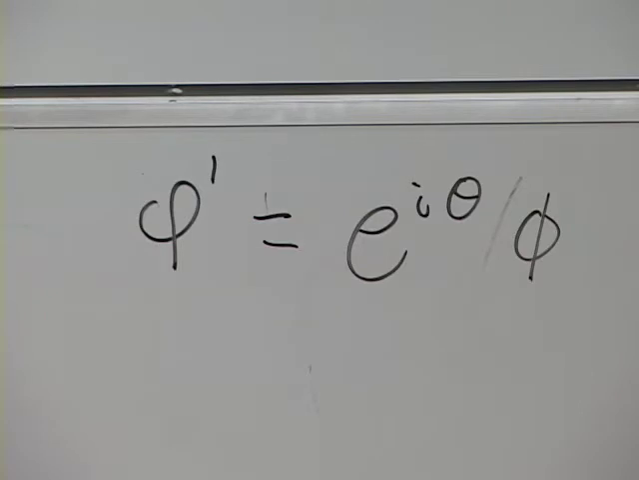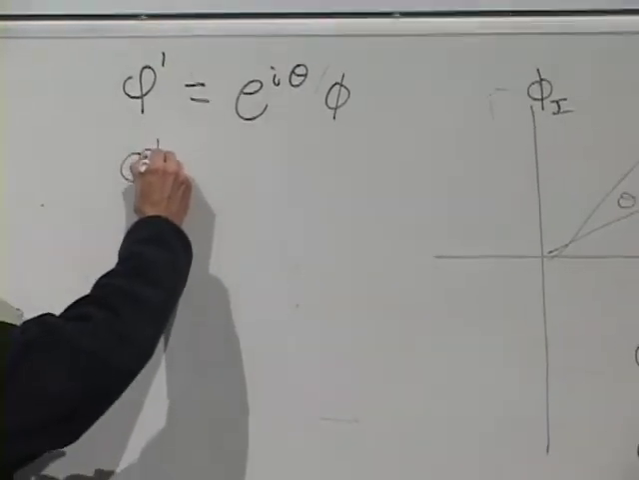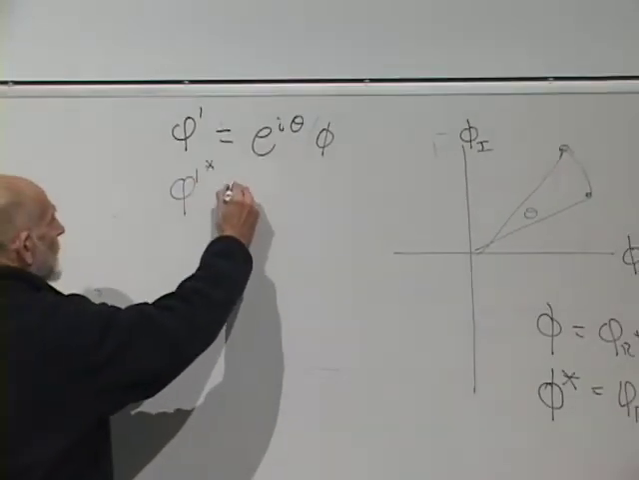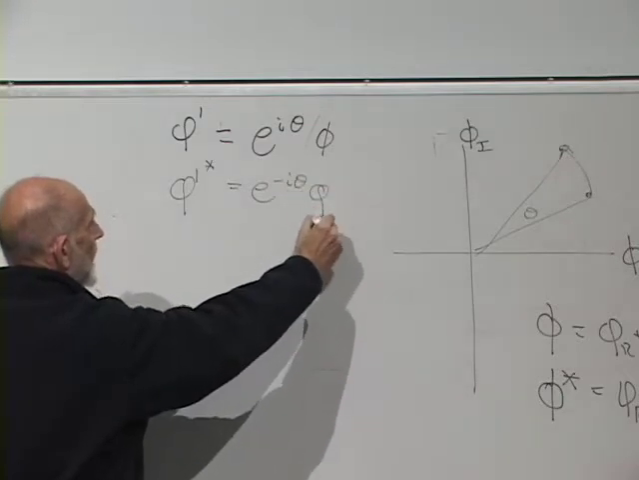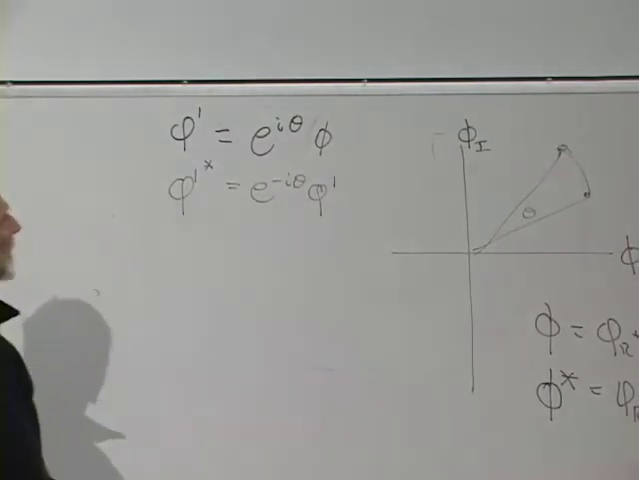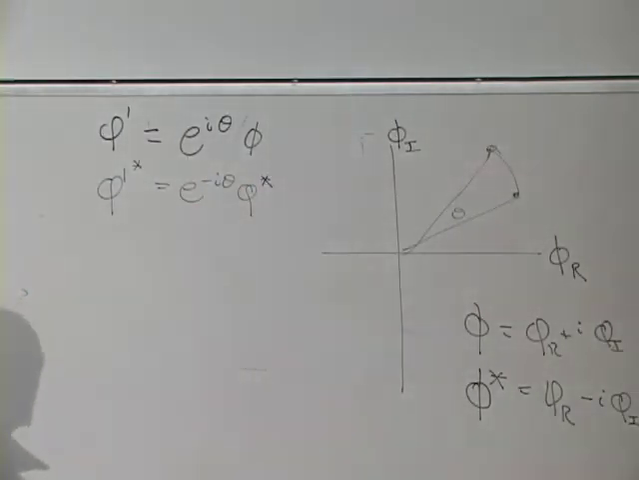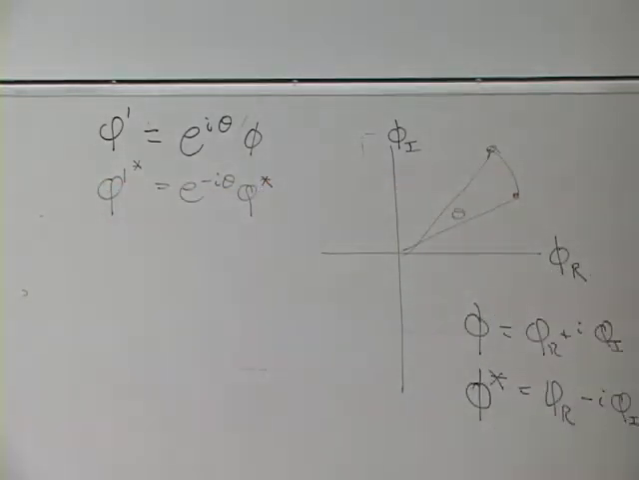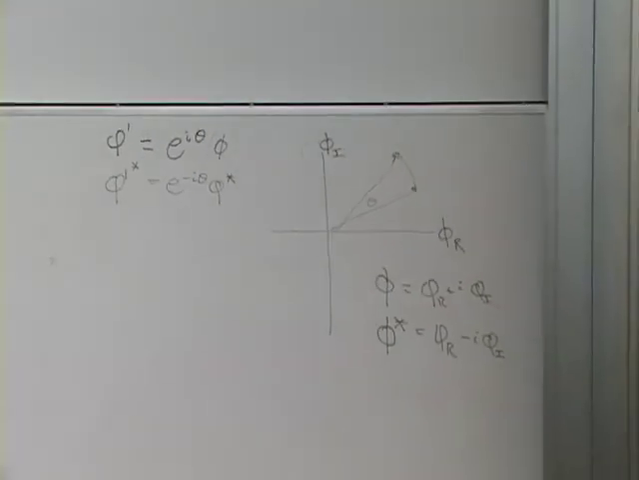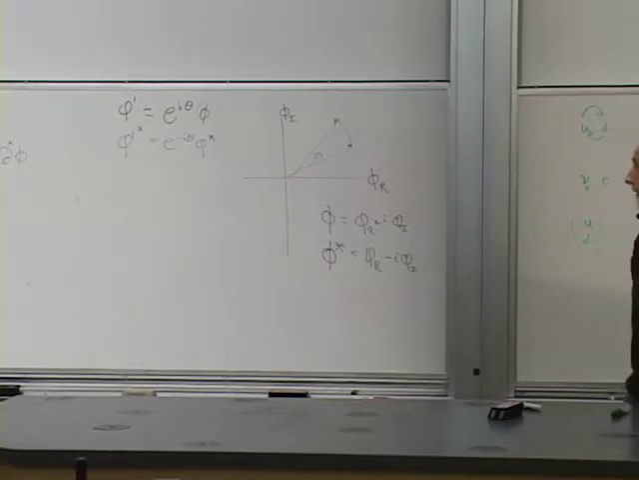Now, this Lagrangian here does have that symmetry, where at the same time, phi prime star is equal to e to the minus I theta times phi star. Theta is a constant at the moment, constant with respect to space. It could be any phase, but it is not allowed to vary from point to point or time to time at the moment.